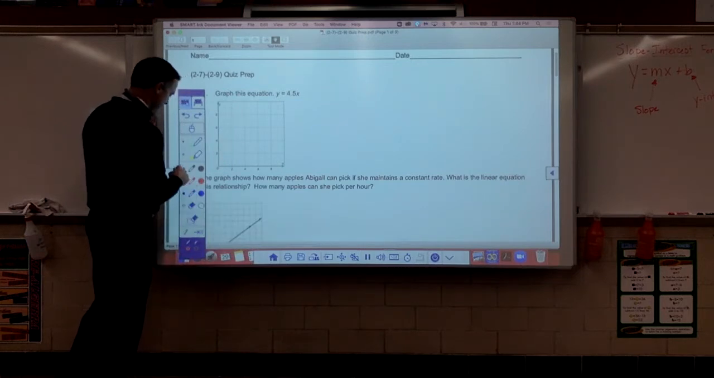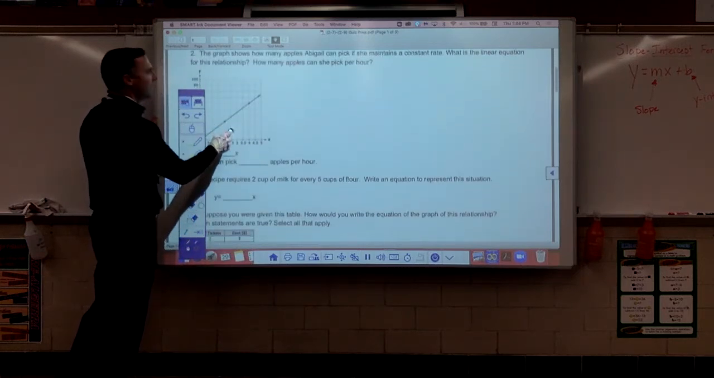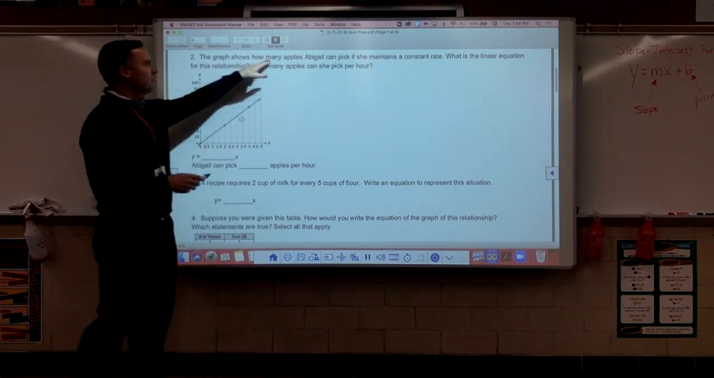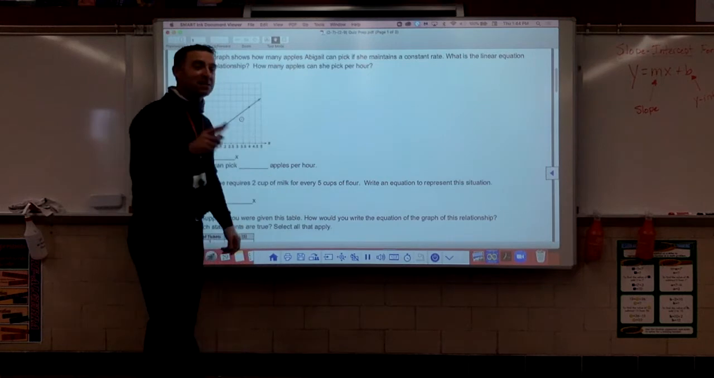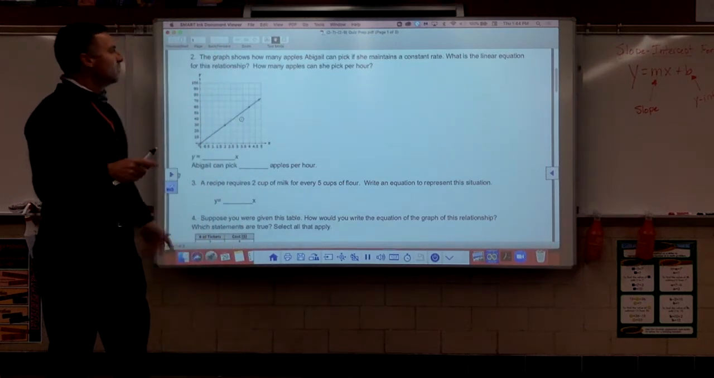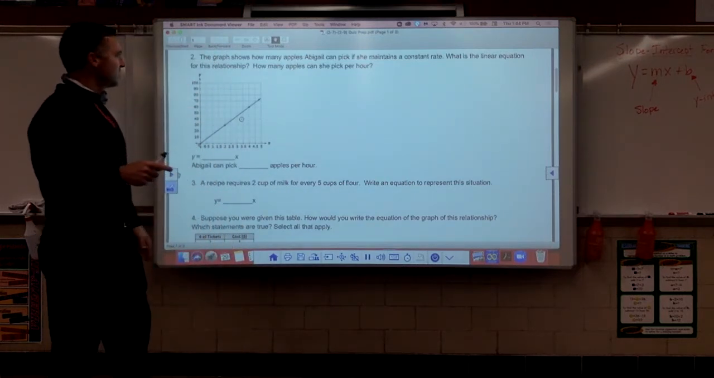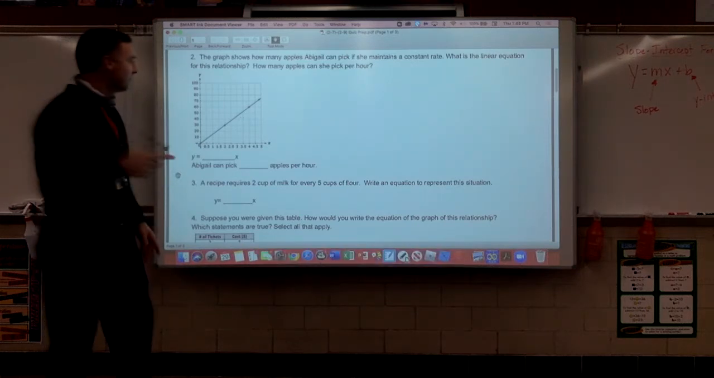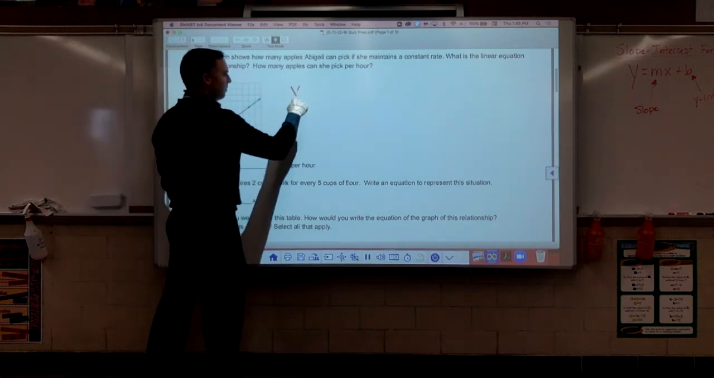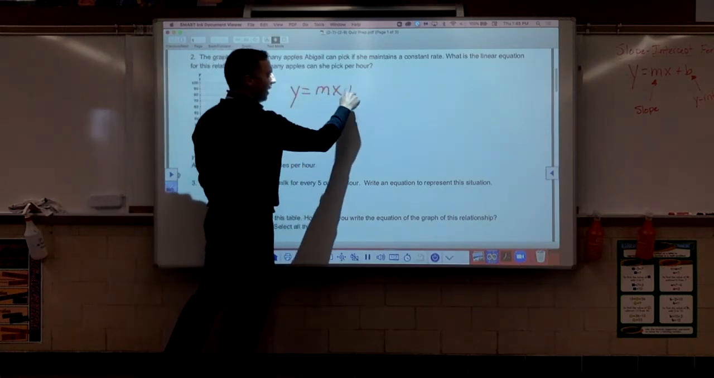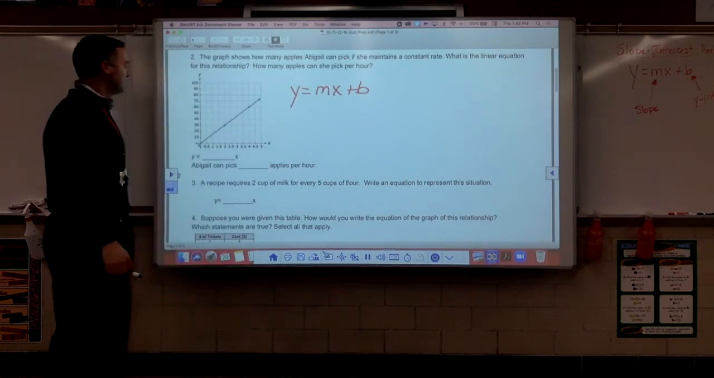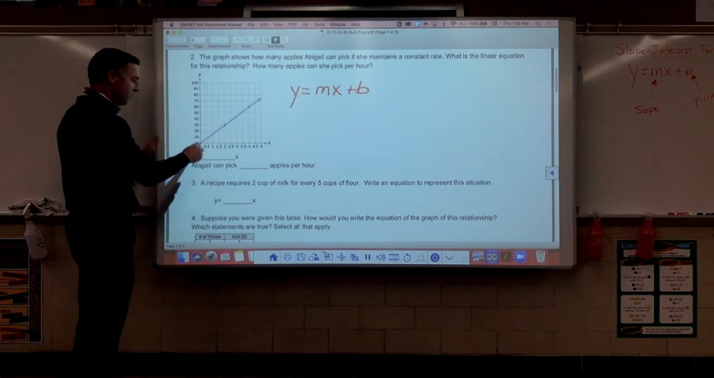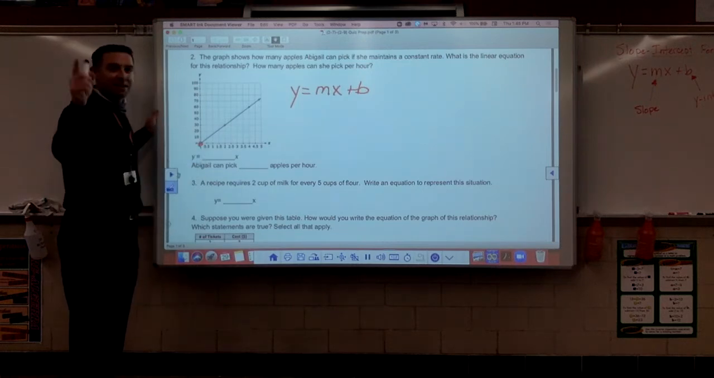Let's go to question number 2. The graph shows how many apples Abigail can pick if she maintains a constant rate. What is the linear equation for this relationship? How many apples can she pick per hour? Linear equation. That means I'm going to have to write something in the form of y equals mx plus b. Looks like I need to find a slope. Find 2 points. If 0, 0's there, let's use it.